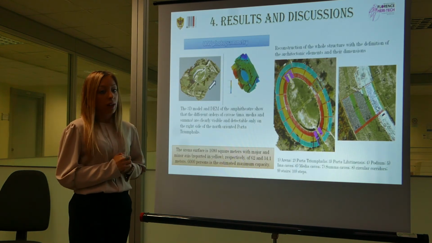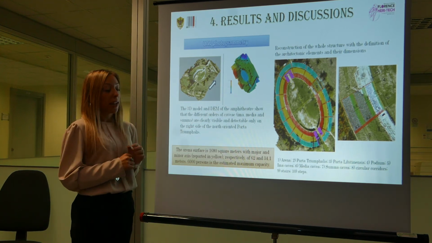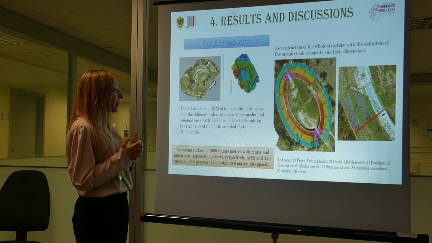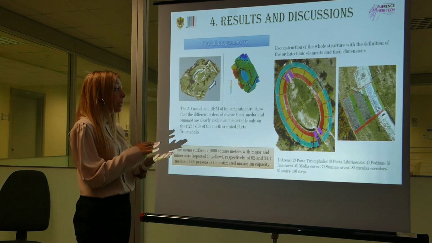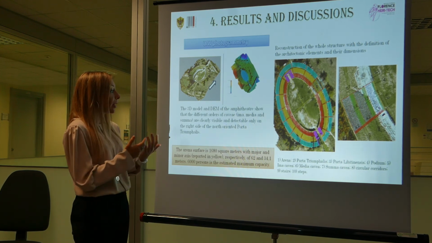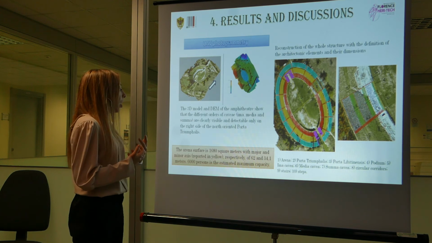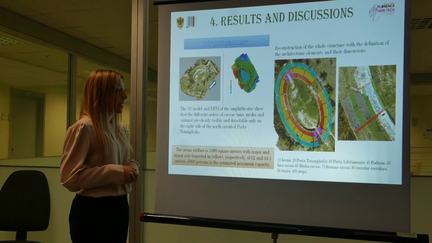With the UAV photogrammetry, here you can see the 3D model and the DEM we obtained of the amphitheater, which show different orders of cavea: ima, media and summa. And they are really visible and detectable only on the right side of the north-oriented Porta Triumphalis.